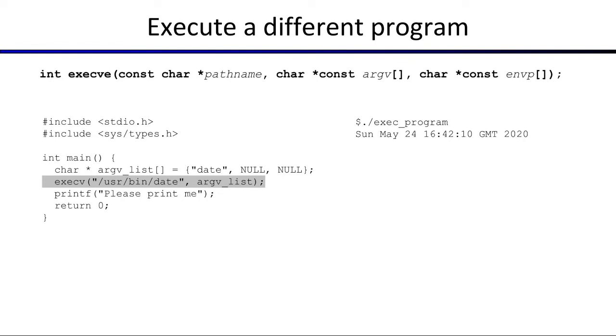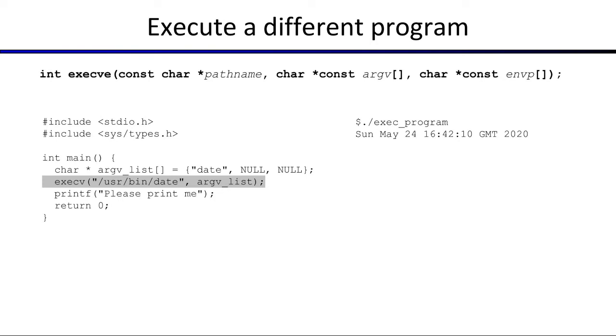And the path for the date program is /user/bin/date. And after that line, I also have a please print me line. Now you can see on the right side when I execute this program that the date is printed. So what happened is the execv changed the program to run the date program.